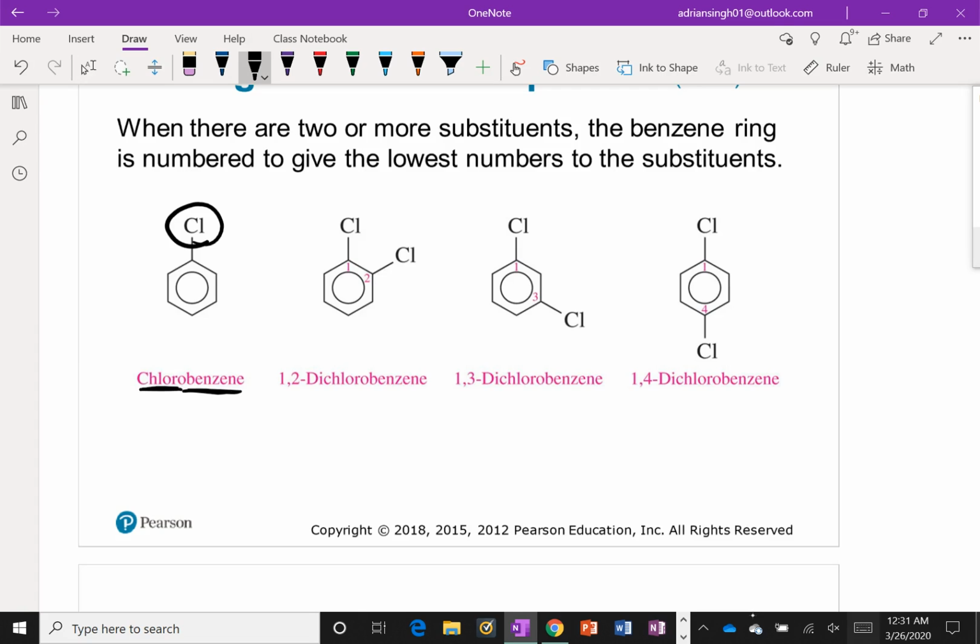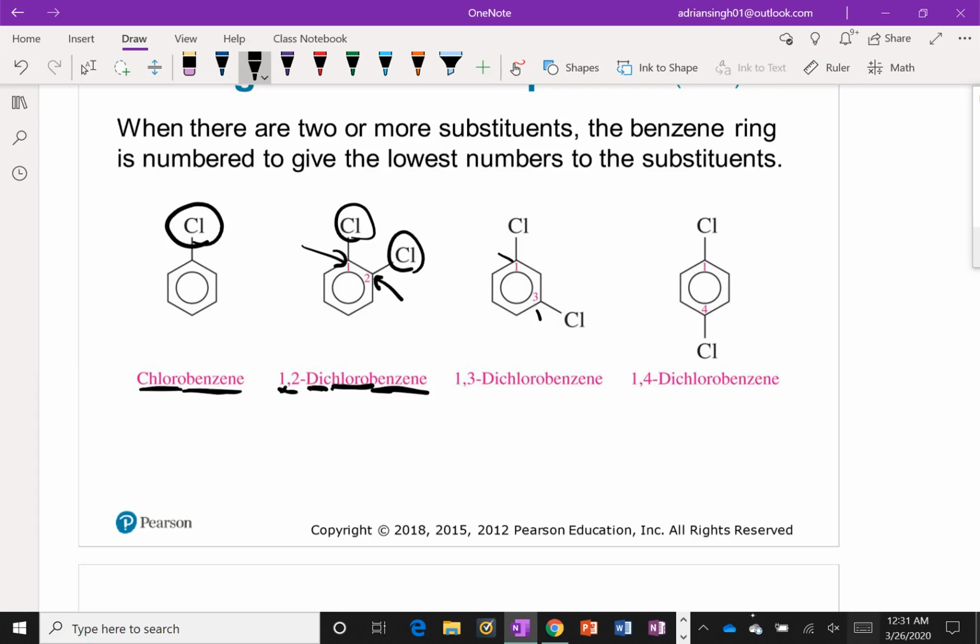When we have 2 or more substituents or groups, then we definitely need to make sure that we say where they're located. All right, so here I have 2 chlorines attached to benzene, so that would be dichlorobenzene, and I have to say exactly where they are located, right? So one is on carbon 1 and the other is on carbon 2, so it's 1,2-dichloro, and that's very different than 1,3-dichloro.